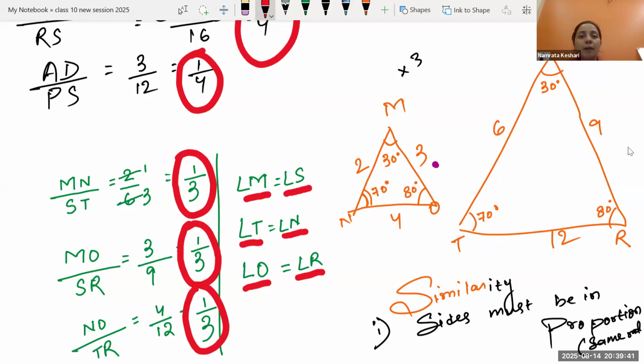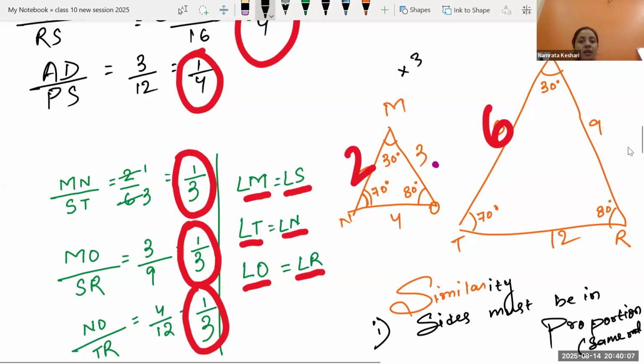That means we will be comparing triangle with triangle. But the ratio between the sides will be the same and the angles will be the same. That means if we have a teeny tiny triangle MNO, we are stretching it in such a way that this side of 2 centimeters became 6 centimeters. That means 3 times. Can you see? 3 times 2 is 6.